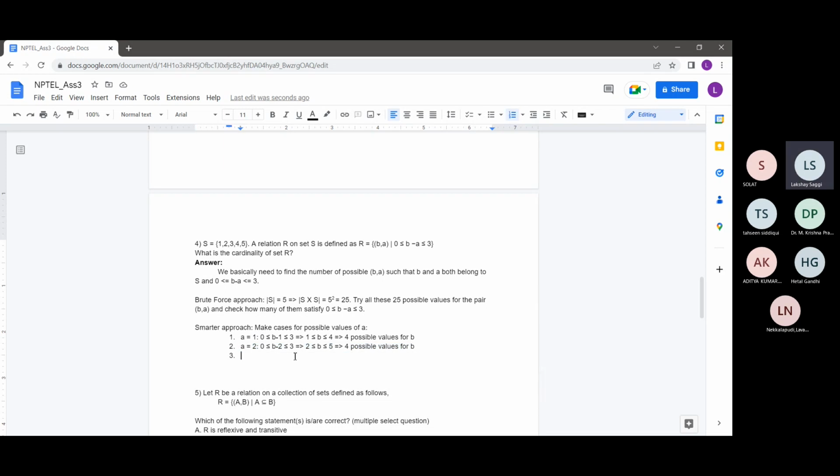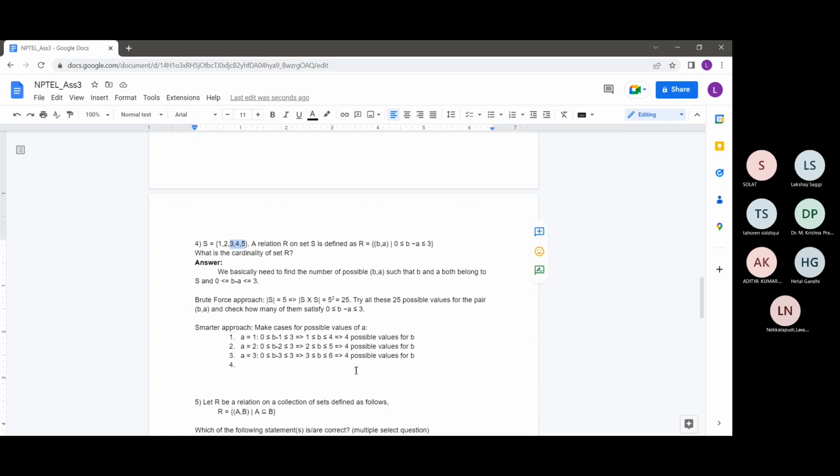So similarly, we arrive at case 3, which is when A is equal to 3. Again, we write the step that 0 is less than or equal to B minus 3, which is less than or equal to 3. So B lies between 3 and 6. But even though B lies between 3 and 6, the possible values of B in this range are only 3, 4, and 5, since S does not contain the element 6, so we can't take the value 6. I think I'm making sense, right, guys? So here we can only take three values, which are 3, 4, and 5 out of set S.